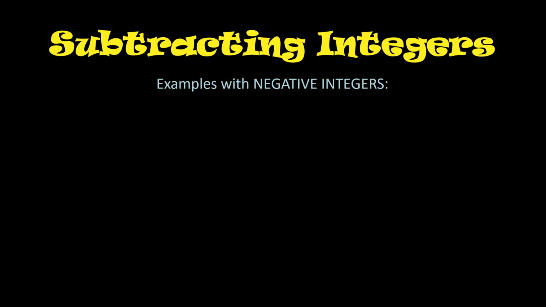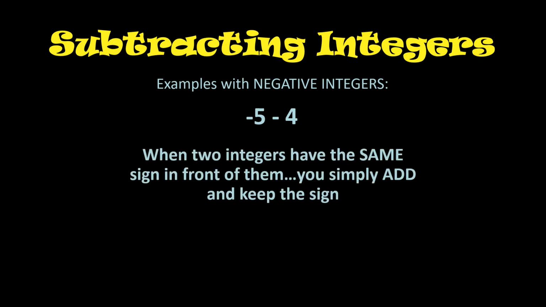Here's a different type of example. Now we're taking a negative integer and subtracting 4 from it. So we have negative 5 minus 4. If you remember back to our adding integers lesson, when two integers have the same sign in front of them, you simply add them and keep the sign that you had to start with. So if you look, this has a negative sign in front of it. This has a minus sign in front of it. Remember, that really is the same thing, a negative sign and a minus sign.